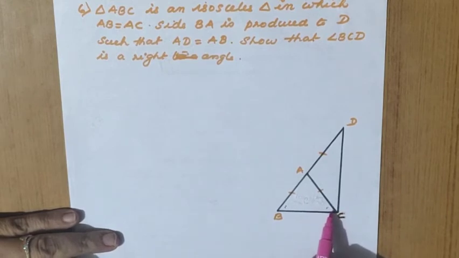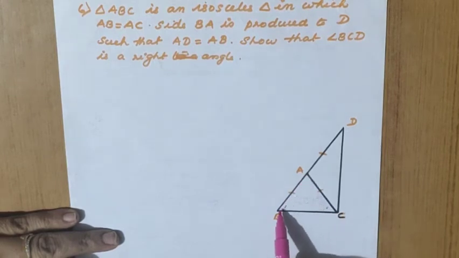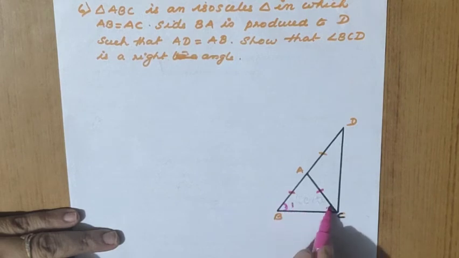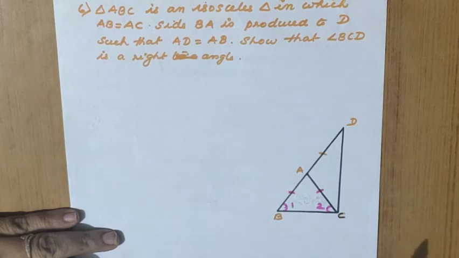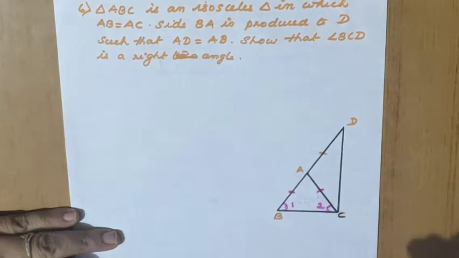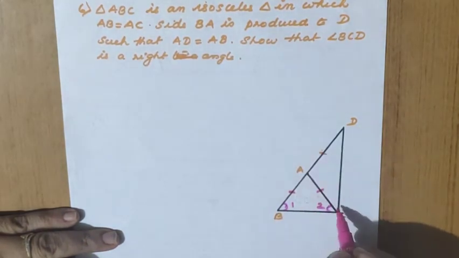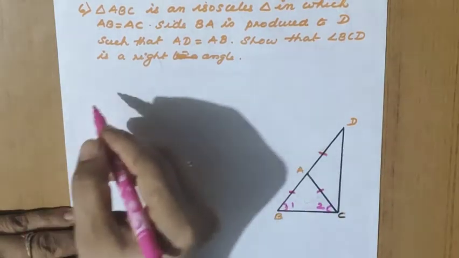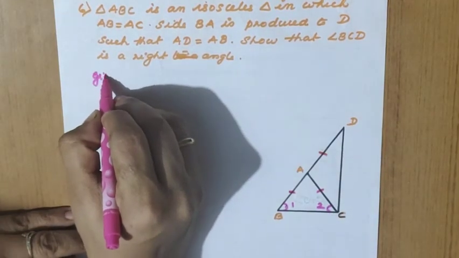Now read the question once again. What is the given part? Triangle ABC is an isosceles triangle. That means this small part. ABC is an isosceles triangle. So here it is marked AB equal to AC. So what can we say about angle 1 and 2? Angle 1 and 2 is also equal only. Now similarly, what is extended? BA is produced to D such that AD equal to AB. AD equal to AB. Okay, you cannot follow this one. I'll write once again. What is given here?